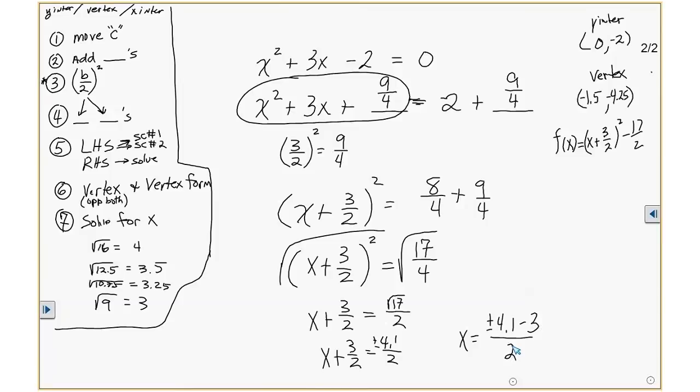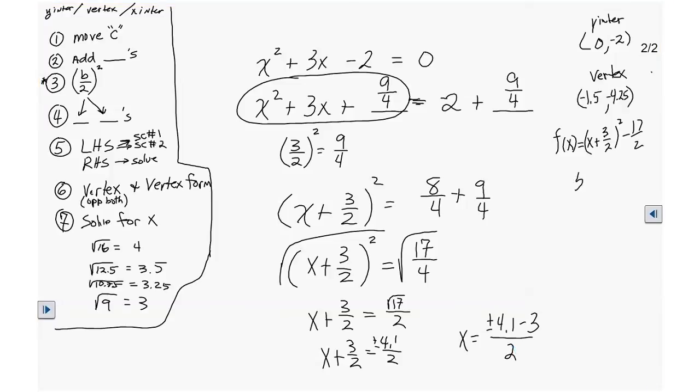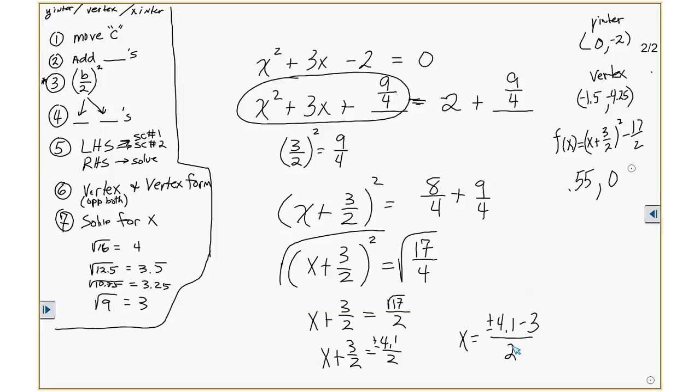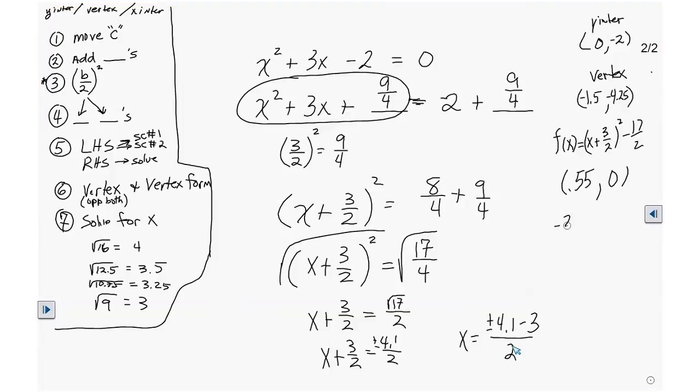And let's do our math in our head. What's $4.10 minus $3? $1.10. And what's half of $1.10? 55 cents. That's right, guys. 55 cents. That's one x-intercept. You owe somebody $4.10, and you owe somebody $3. You owe them $7.10. And what's half of $7.10? $3.55. And there's your other x-intercept.